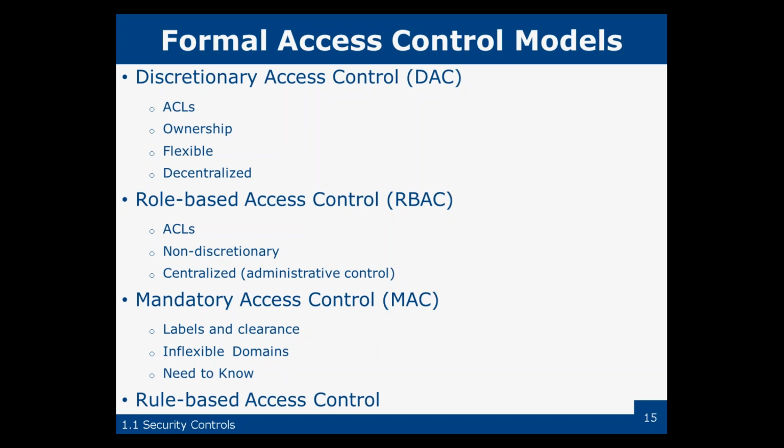Access control models, the formal models here: discretionary access control lists. This talks about ownership, flexible, decentralized. An access control list is if you're working on a Windows machine, for instance, and you right-click on a file in a folder, and you are the owner or you're the administrator and you give access to somebody. You give them permissions to use that resource. That's discretionary access control. We do that ourselves.